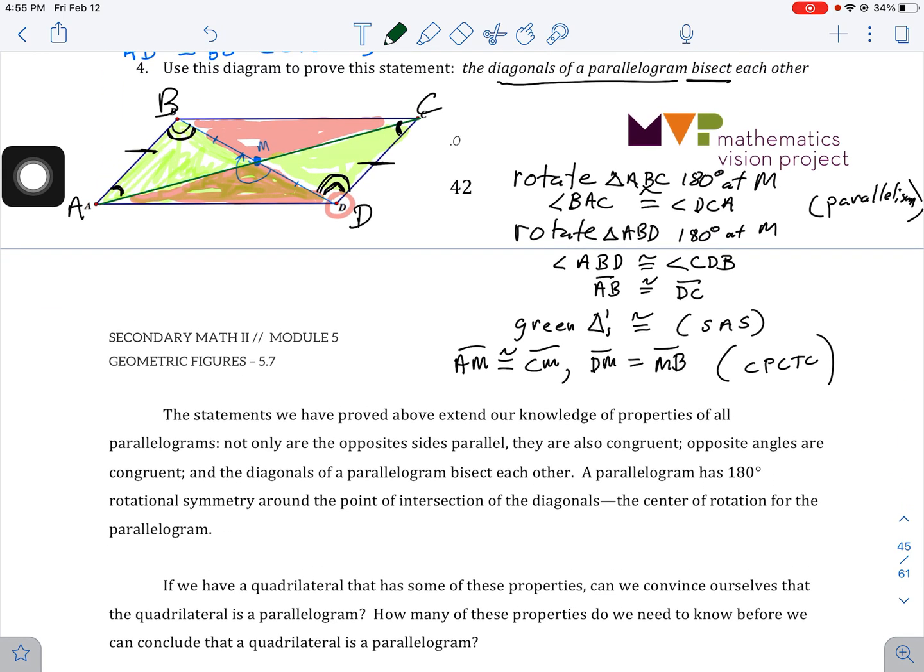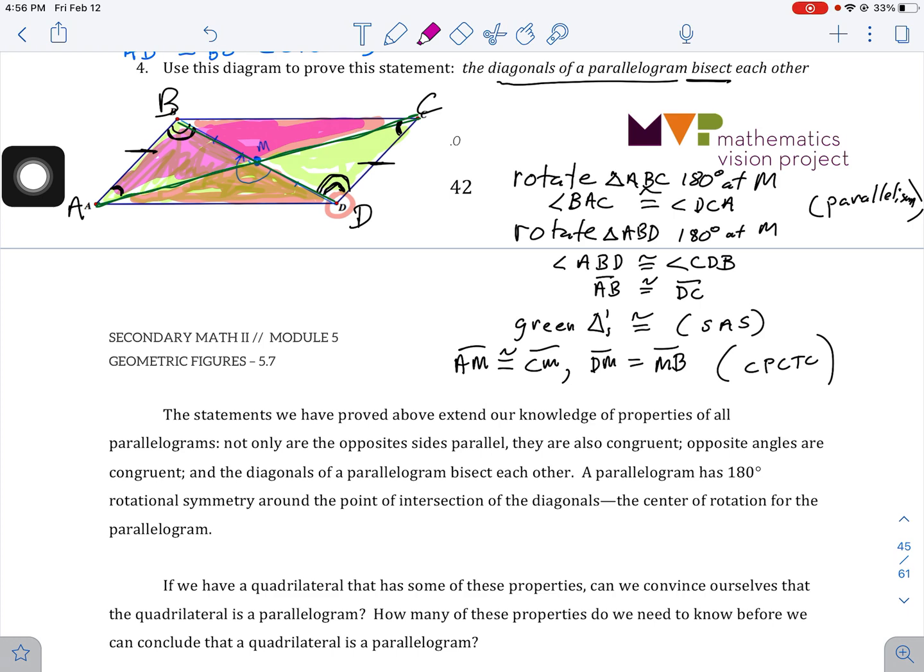And then there's another one that they're asking. It says, use the diagram to prove the statement that the diagonals of the parallelogram bisect each other. So, for example, here's one diagonal AC and another one that is BD. So where these intersect, we are trying to show that they split into two parts. So again, let's start with triangle ABC. Actually, let me use a different color. That stands out a little bit more. So I start with my triangle ABC.